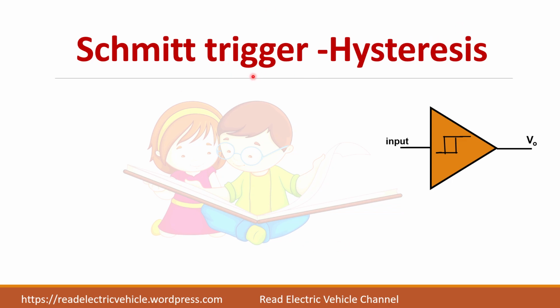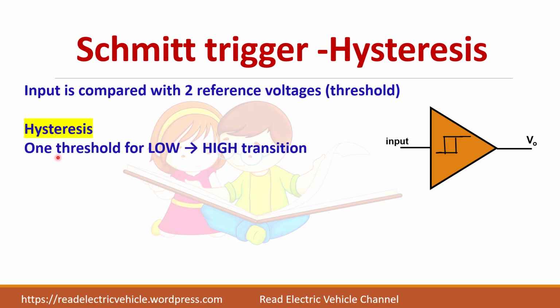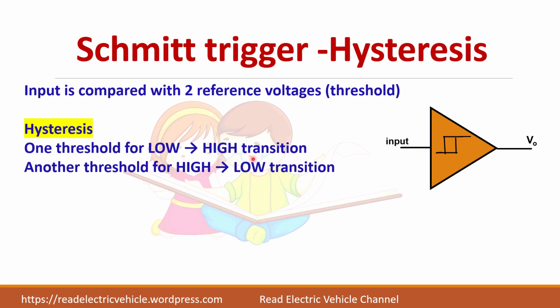We will see about the hysteresis part in Schmitt trigger. Here the input is compared with two reference voltages. We can call them thresholds also. Hysteresis means there are two reference levels: one threshold for the low to high transition, that is, when you go from low value to high value, one reference will be used for comparison, and another threshold will be used when you go from high to low.